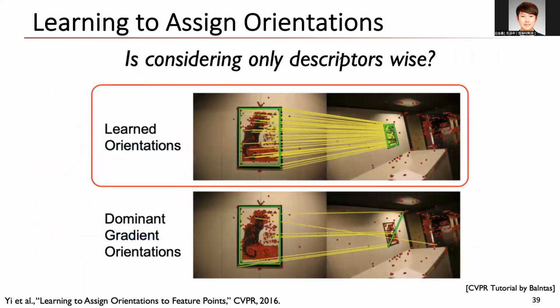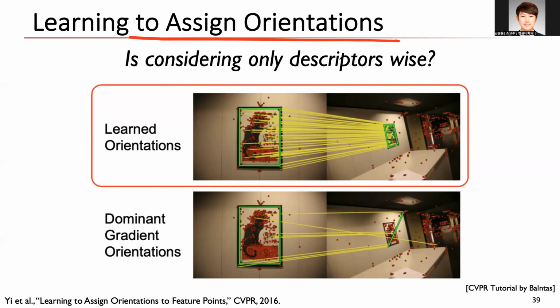So far we discussed the descriptor learning techniques for image matching. And after that, one of the papers tried to solve the other part. In this case, the dominant orientation alignment problem: learning to assign the dominant orientation.